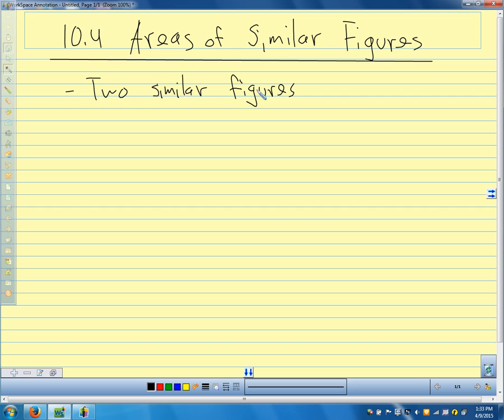So we have two similar figures. Somehow we get similar figures. Two similar figures with corresponding sides in the ratio A over B.